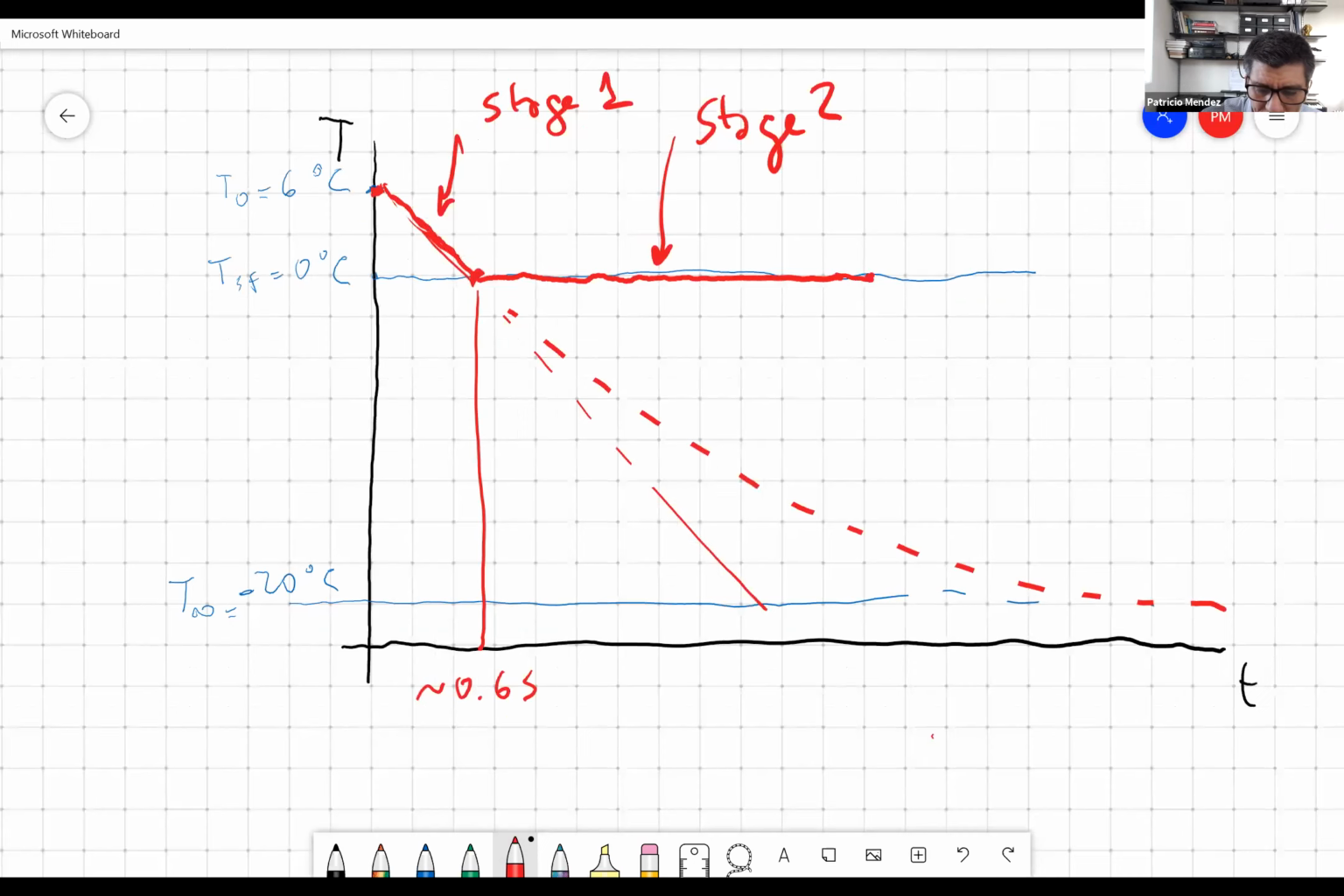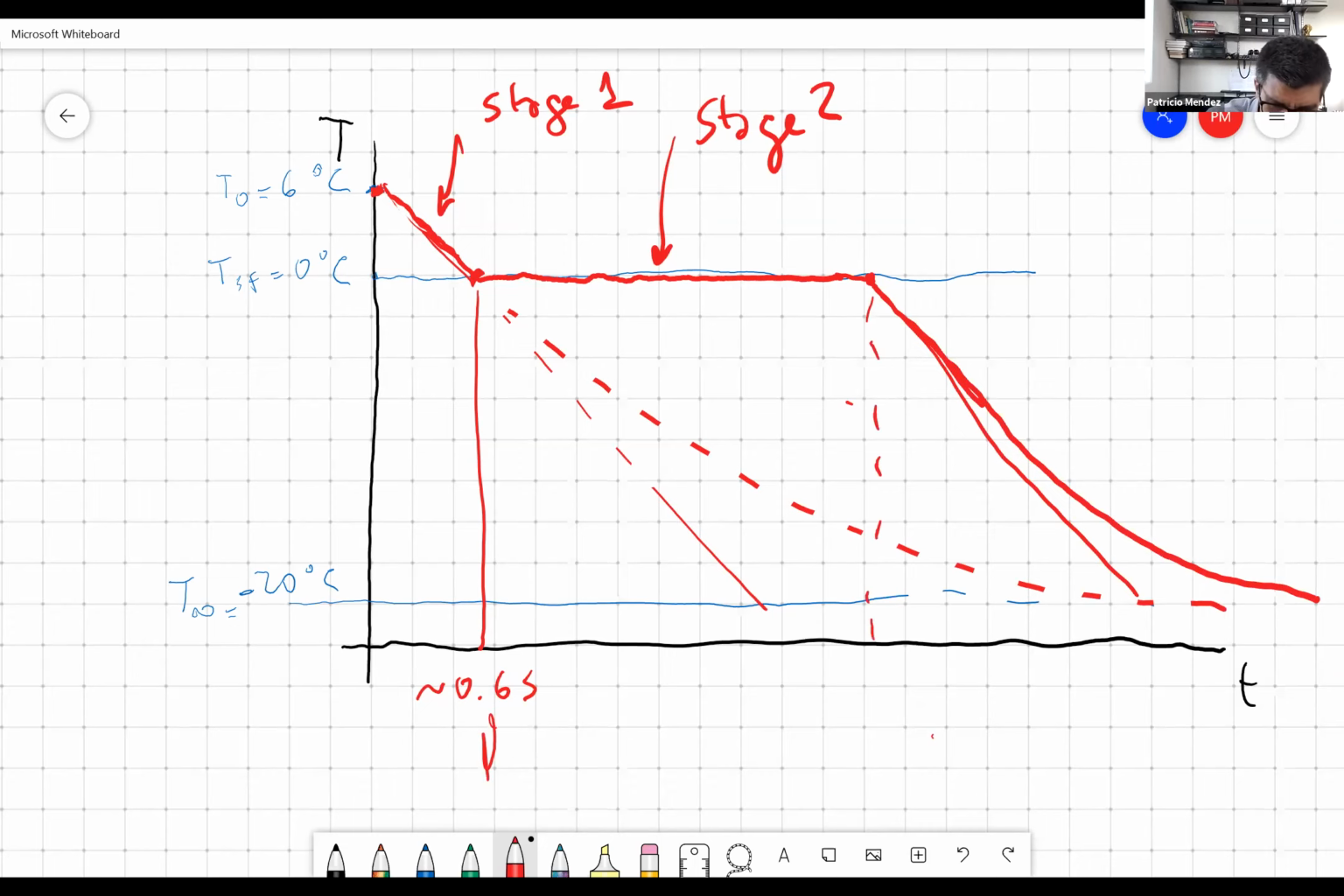And after it's completely solid, then it's going to cool down again with whatever slope it would have, as if this was a T0, would go down like this. This other time here was more or less 7 seconds that we saw. And the question we had in the problem was, what is this time here?